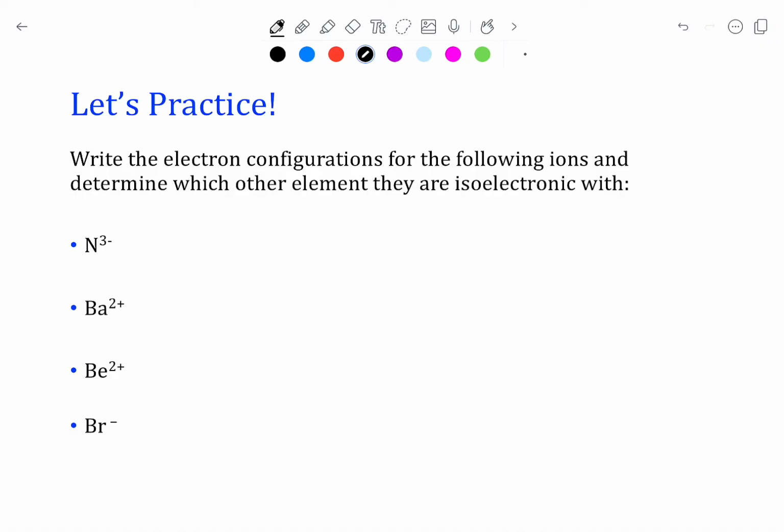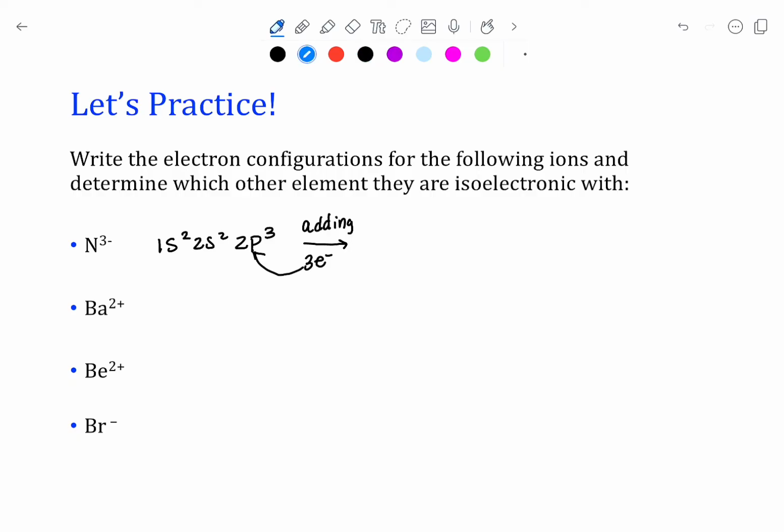So we're going to first draw out our electron configuration of nitrogen, which is 1s2, 2s2, 2p3. So this is our neutral nitrogen. We're going to now add our 3 minus charge, meaning we are adding 3 electrons. So those 3 electrons are going to be added to our highest n value and to our orbital that still has space, which is going to be our p orbital.